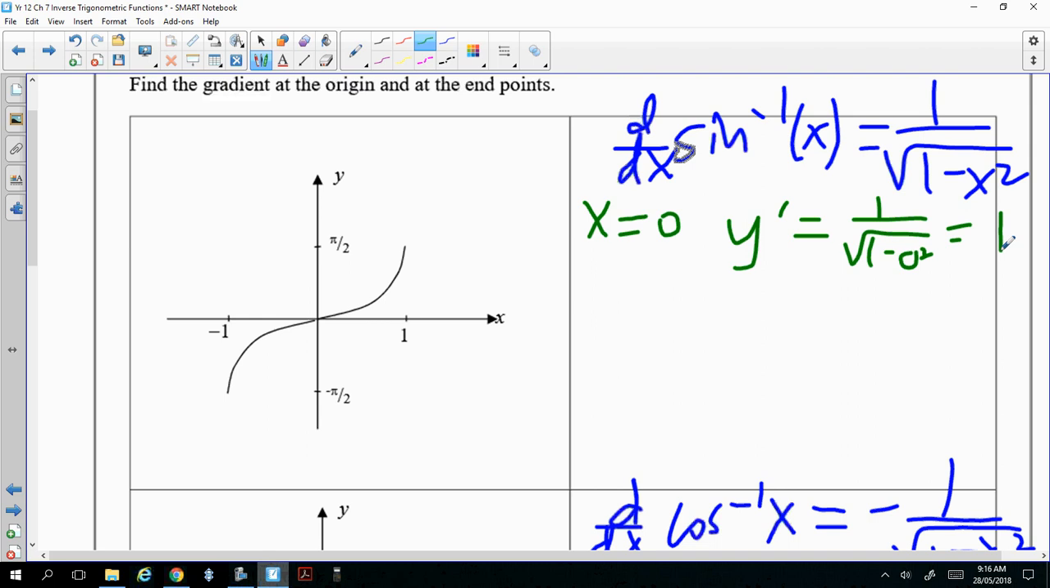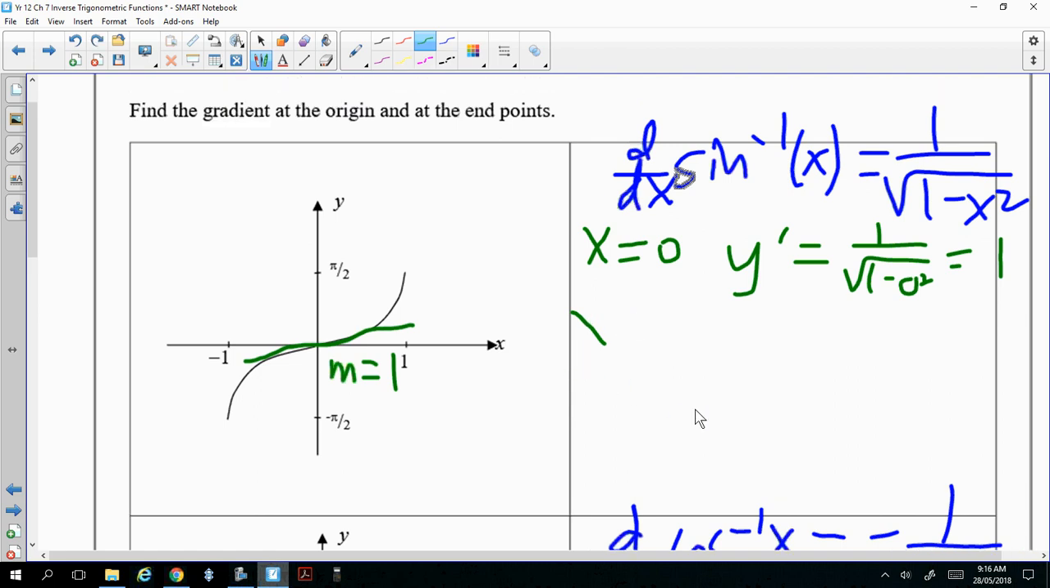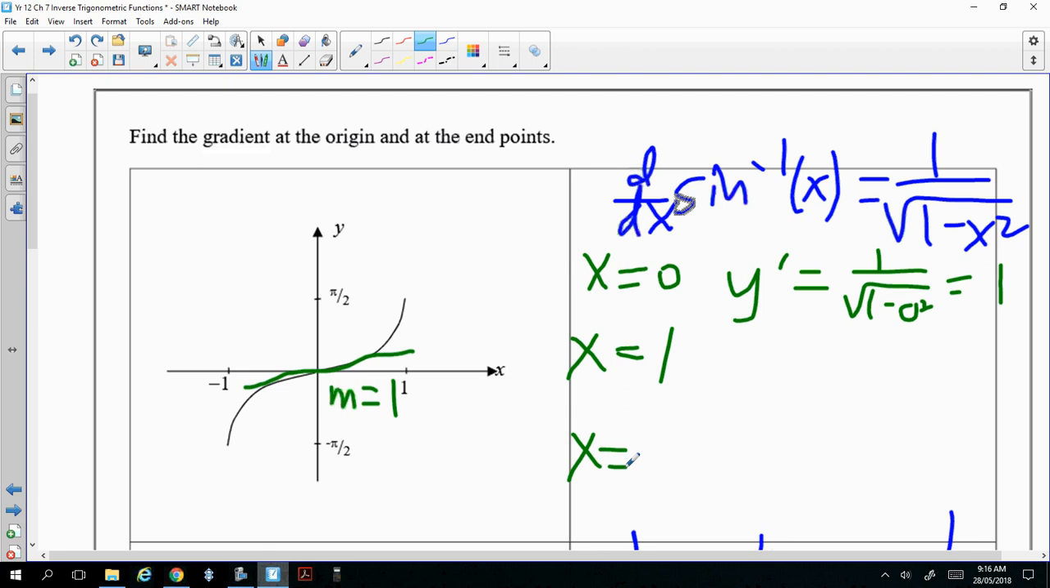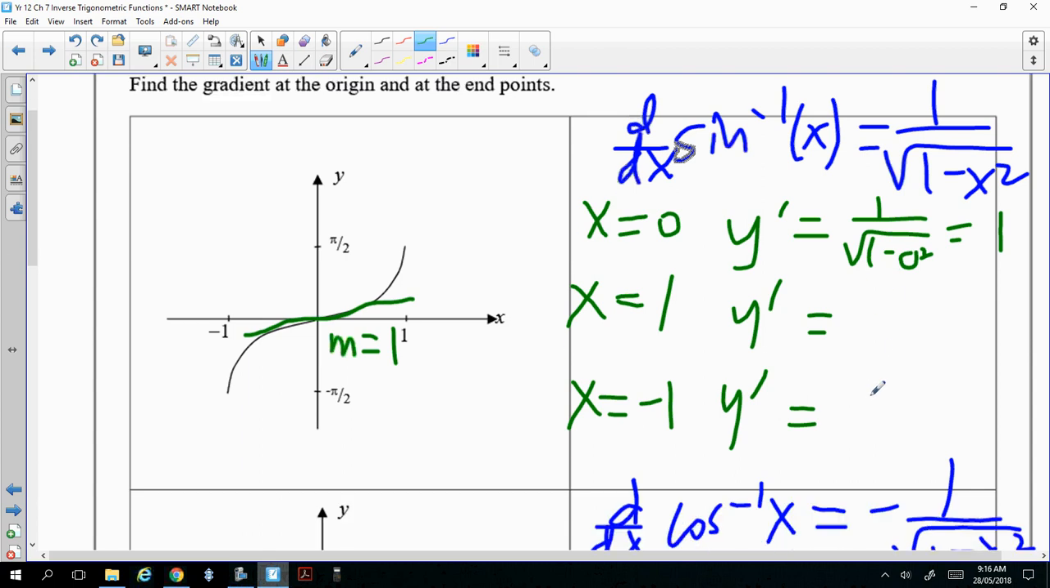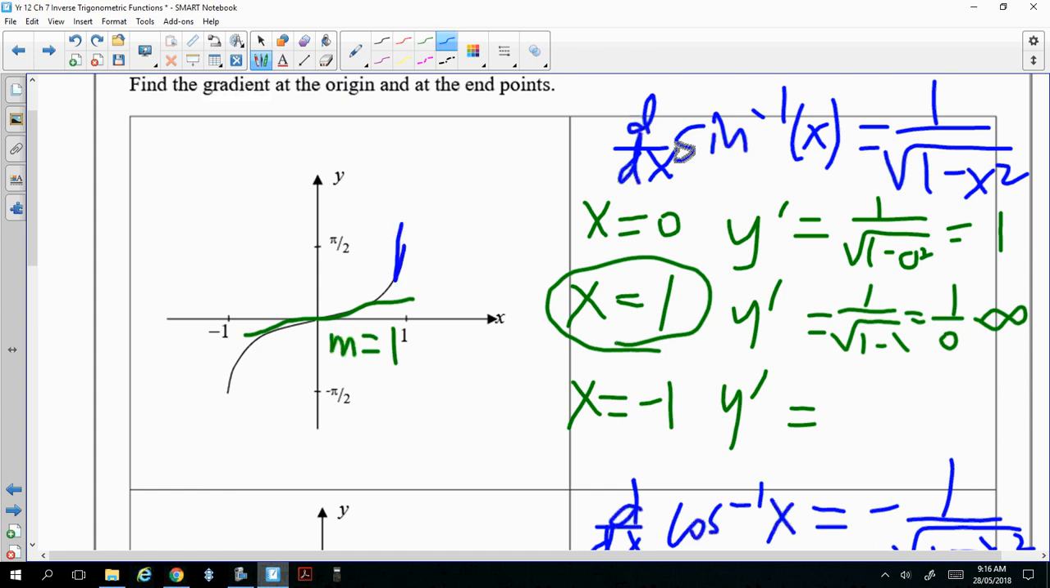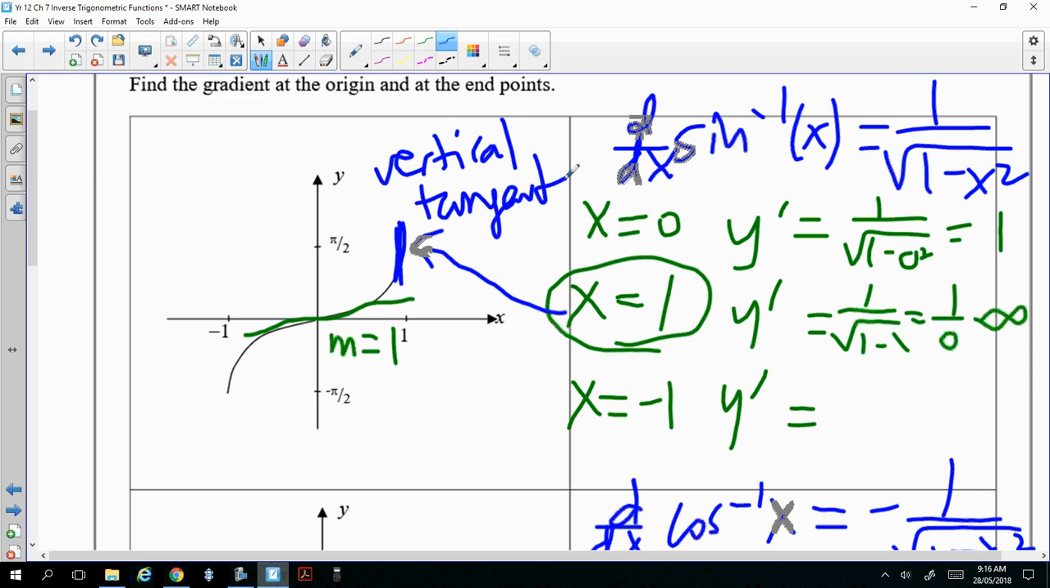What happens if you substitute x equal to 1, and also x equal to negative 1? What would y dash equal to? Work this out. Well, you get no solution. You get 1 over 0, which is really infinity. So the gradient tells you that the tangent at the endpoint is vertical. And for negative 1, you get the same thing, 1 over 0. Vertical tangent.